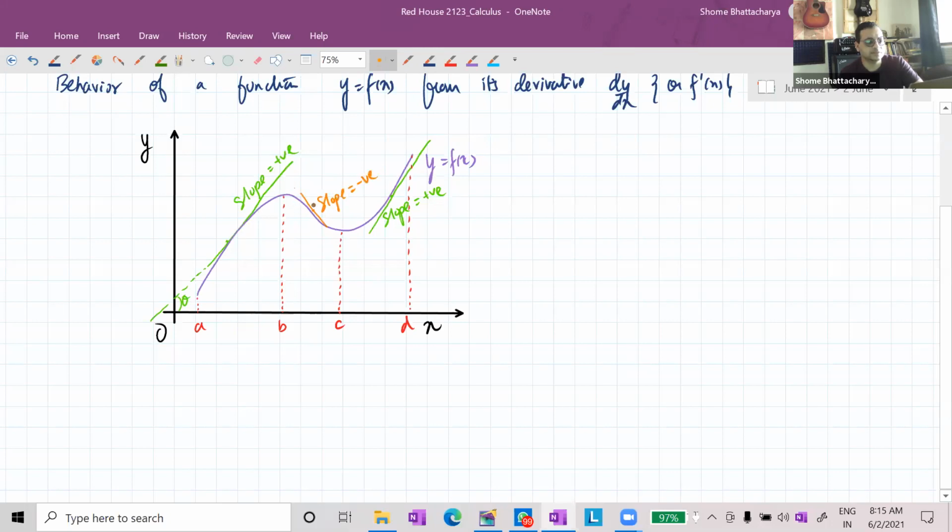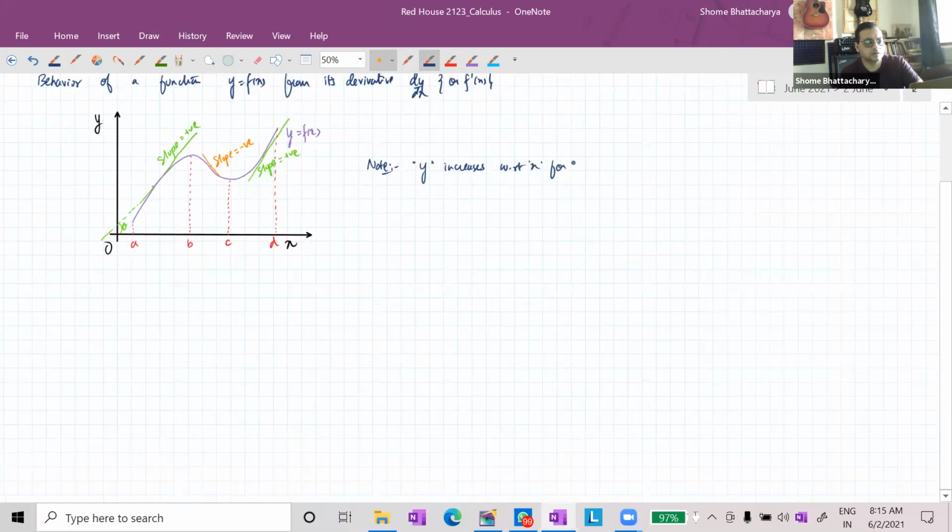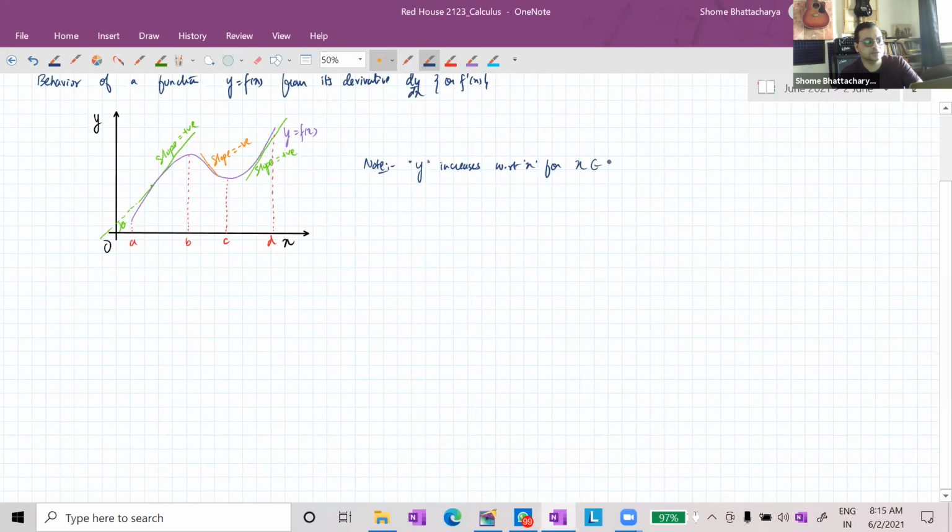And this directly correlates with the behavior of the function, because you can see the behavior of the function is such that y increases with respect to x, first of all, for x belonging to the interval a to b, or you can say for x greater than a but less than b. And you can see y decreases with respect to x for x belonging to the interval b to c.